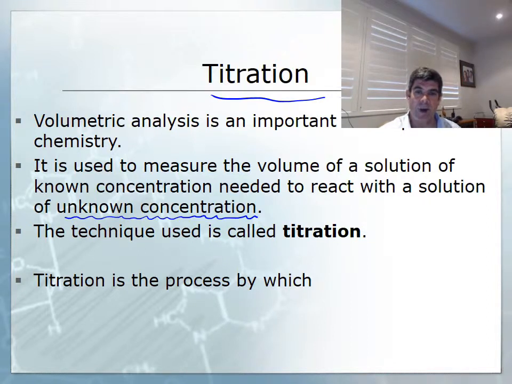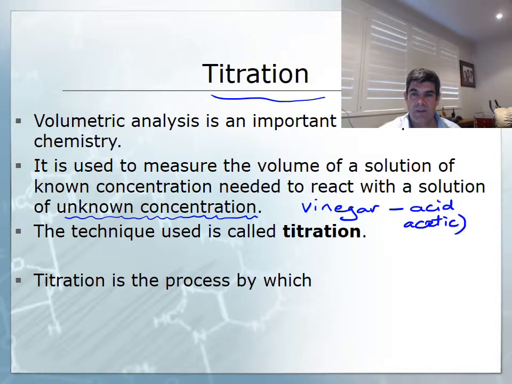So one example might be that we know that vinegar contains the acid acetic acid, and so we know that there's an acid present in vinegar, but what is its concentration? We don't know. So we can use the technique of titration to identify what the concentration of the acetic acid is in vinegar.